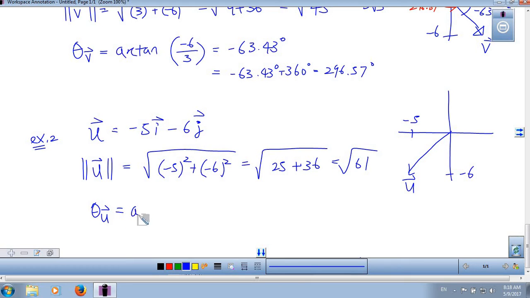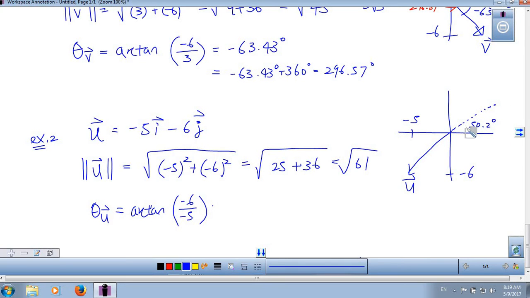To determine the arctangent and the angle, we have to do something a little bit different here. The reason is, if we just do arctangent of negative 6 divided by negative 5, we will get an angle of 50.19 degrees. But 50.19 degrees is in quadrant 1. It's actually here. This is actually 50.2 degrees. I'm just going to round off right now.